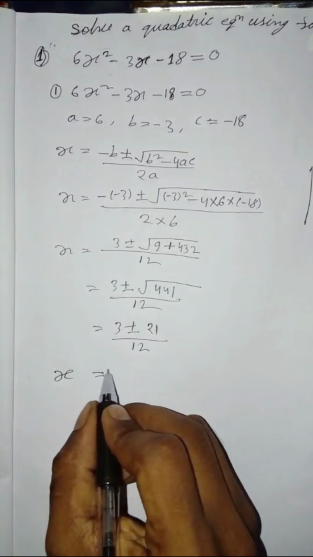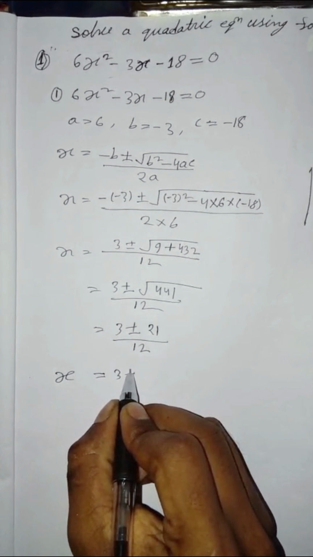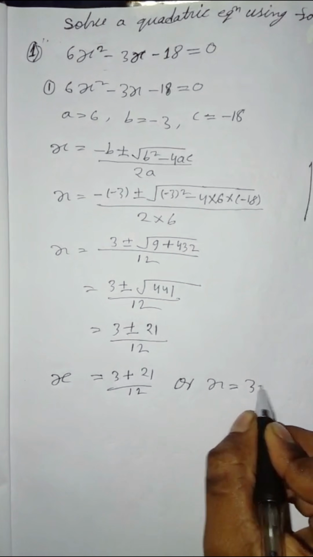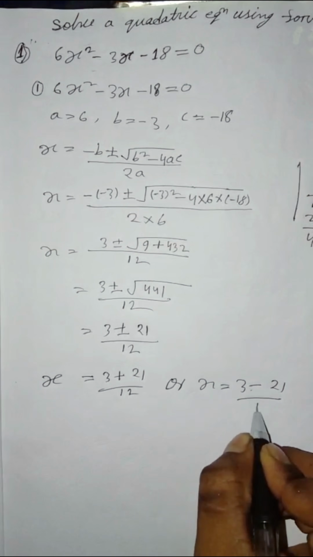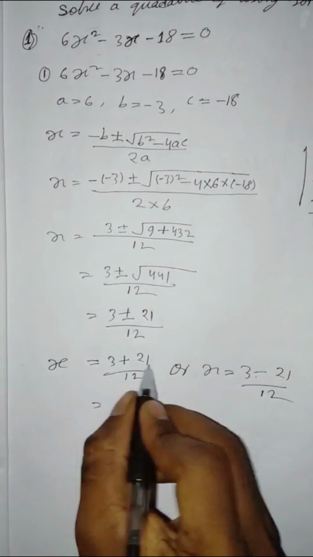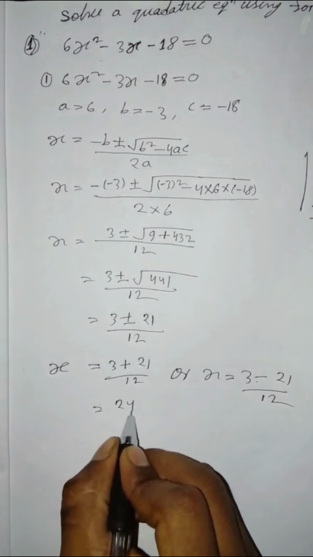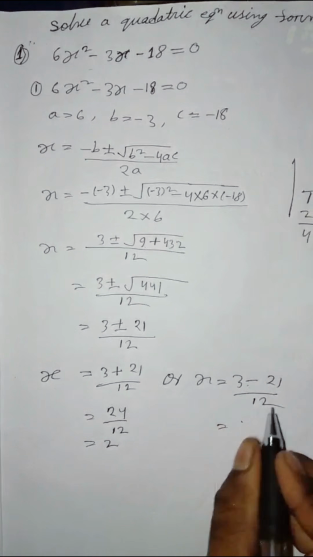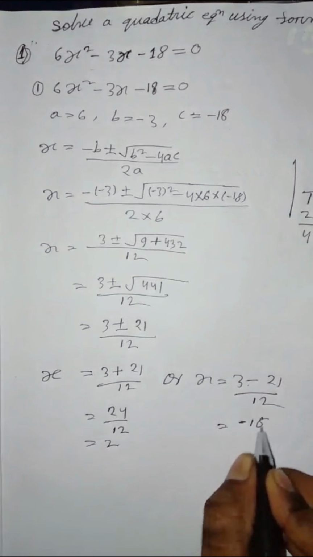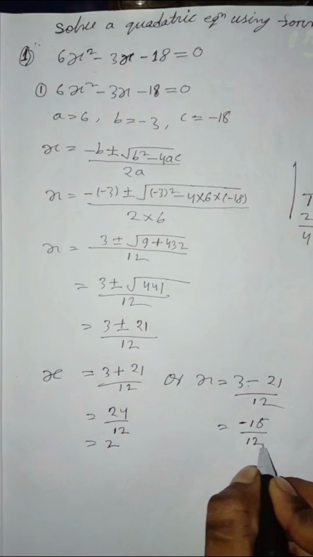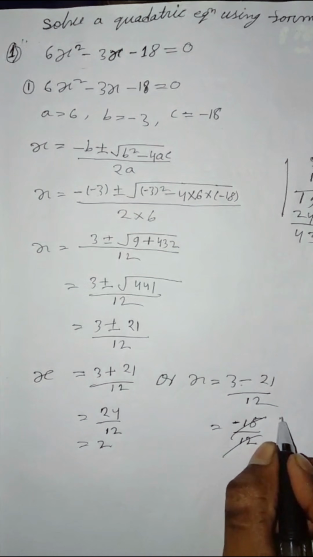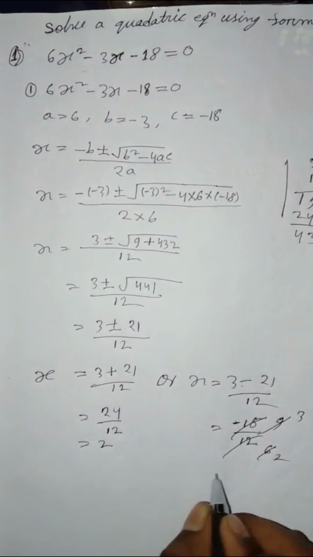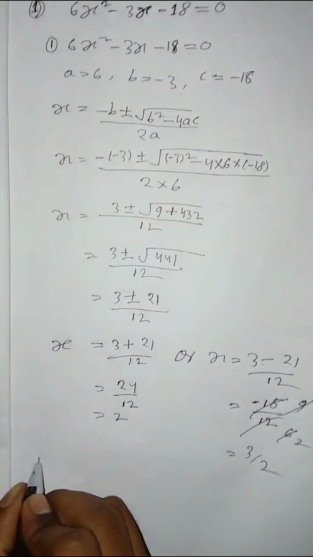Here two values appear, one is 3 plus 21 divided by 12, another is 3 minus 21 divided by 12. See here, 3 plus 21 is 24 divided by 12, this is 2. Here 3 minus 21 is minus 18 over 12. Here 2 9s are 18 and 2 6s are 12, 3 3s are 9 and 3 2s are 6, this is equal to 3 by 2.